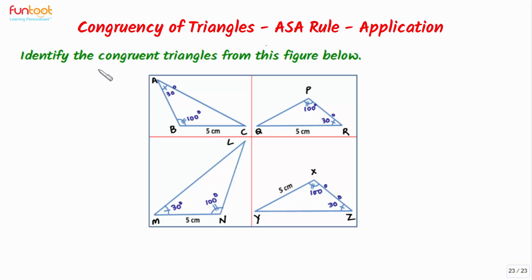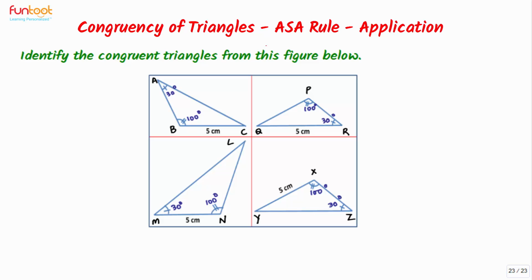Here is our problem. Identify the congruent triangles from this figure below. So here we have four triangles. We have to identify the congruent triangles from here. For deciding whether the triangles are congruent or not, we have to apply a congruency rule.